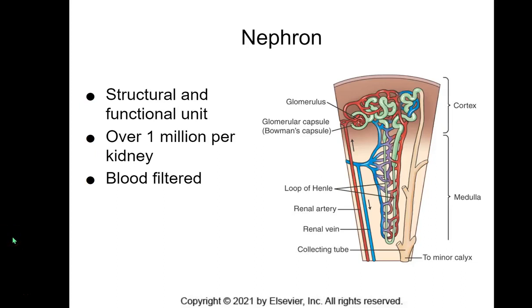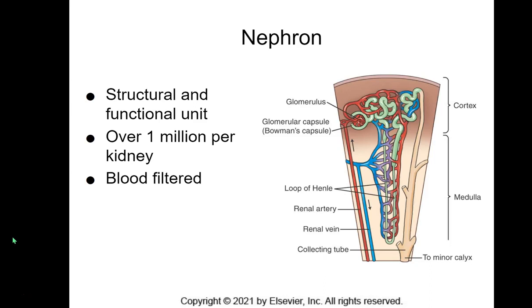Hello, and welcome to part 3 of urinary system anatomy. We are going to begin part 3 by talking about the nephron. And the nephron, of course, is the microscopic structural and functional unit of a kidney. In one kidney, we have approximately 1,000,000 nephrons.